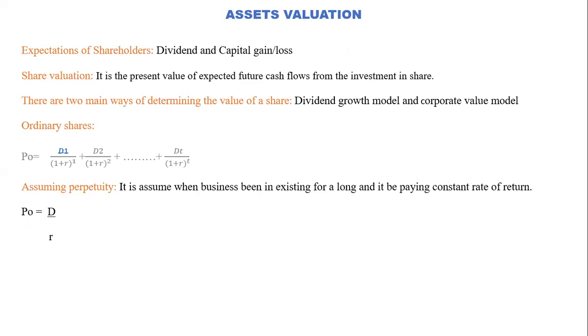Expectations of shareholders. Shareholders expect dividend. That when the firm makes profit, they should give them dividend. They also expect capital gain. I don't know why I brought loss here, but it's gain we expect. Loss is the risk associated with it, right? So they believe that if I buy shares today and I sell tomorrow, the value of the share will have increased.